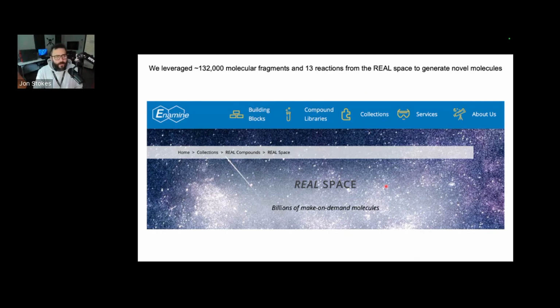One thing I want to mention is that we did not develop these 132,000 building blocks and 13 reactions. Rather, these come from the Enamine REAL space. This is a public repository of chemical building blocks and associated reactions. And the folks at Enamine were kind enough to give us full access to this to help us build SyntheMol.